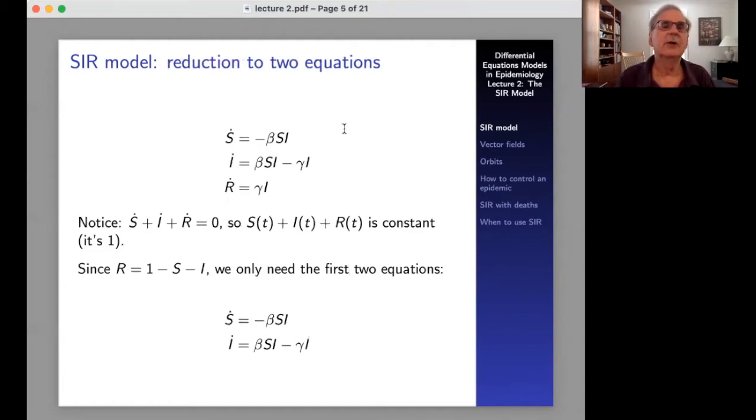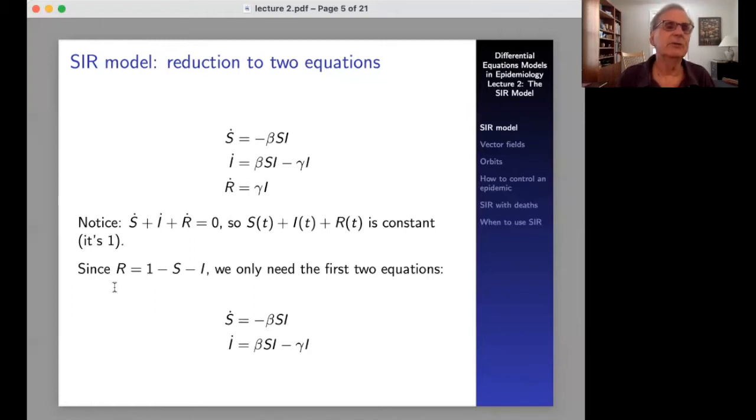So the SIR model is a system of 3 equations. Let's notice that if we calculate S dot plus I dot plus R dot, if we add up all the terms here, everything cancels. So S dot plus I dot plus R dot is 0. That means that S plus I plus R is a constant. And in fact, it's 1. It starts off being 1 and it stays 1, as it should be if the model is correct, because the population fractions have to always add up to 1.